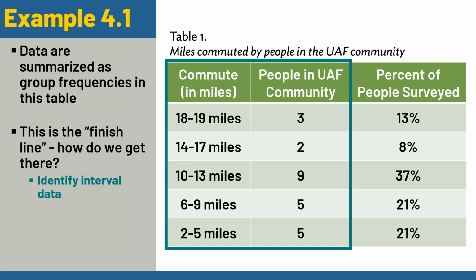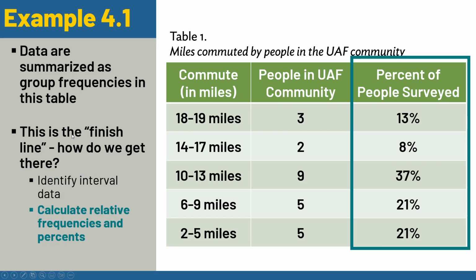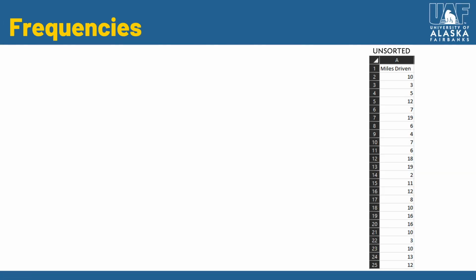In this case, we want to first identify the interval data. These are called intervals, these chunks or groups. We need to get our data on what the interval should be and how many people are within each interval. Then from there, we need to calculate what we call relative frequencies and percents to show the percent of the sample that responded in a specific interval relative to the entire sample, right?